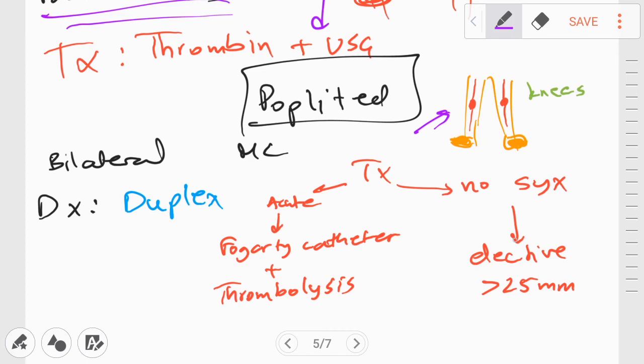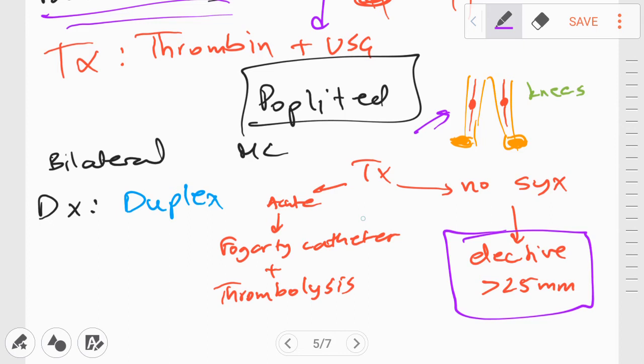If the patient is asymptomatic, you can choose to perform an elective surgery, especially if it's more than 25 mm in diameter. If the aneurysm presents acutely, they usually present with a thrombosed and ischemic foot. In that case, surgery is usually not indicated, because when a popliteal aneurysm is thrombosed, the distal vessels are already thrombosed.